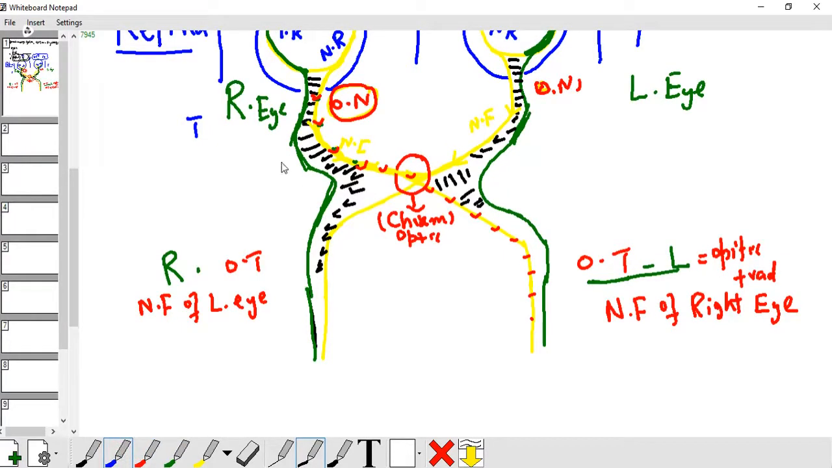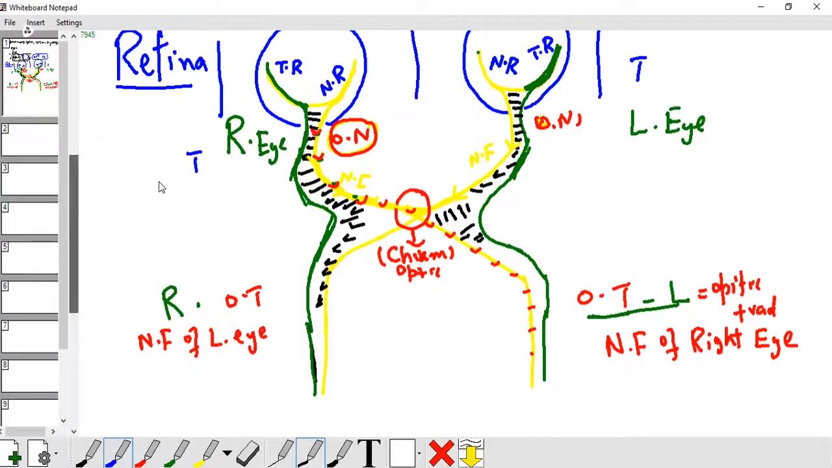Now next we move on from nasal fiber to temporal fiber. These green color fibers come from the temporal retina. These are the temporal fibers. This temporal fiber, you can see, is not crossing, so it goes on the ipsilateral side. It means same side.